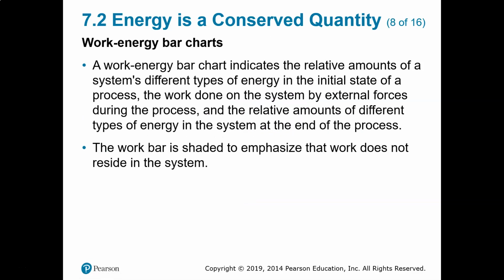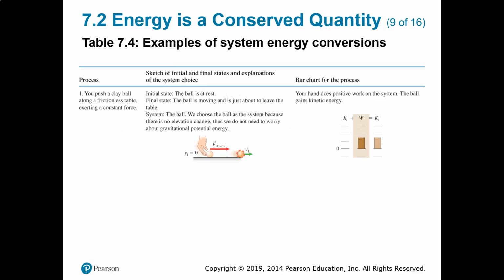Okay, so let's look at work energy bar charts. A work energy bar chart is going to indicate the relative amount of a system's type of energy in different processes in that state. So it allows us to basically have a visual of where our energy is. The work bar chart will be shaded slightly differently, and that emphasizes that the work is not initially in the system, that it's coming in.